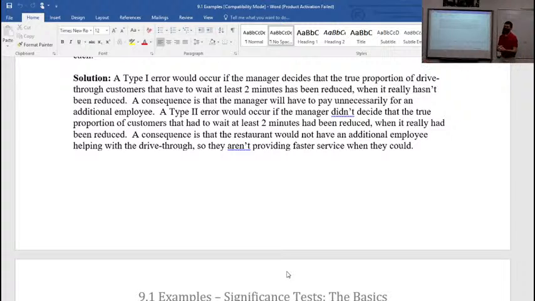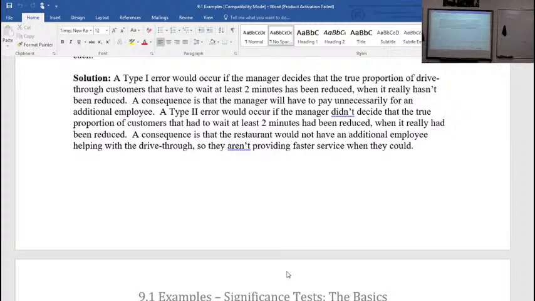So rejecting incorrectly is literally just picking the alternative hypothesis and the alternative hypothesis being wrong. Failure to reject incorrectly is not concluding the alternative. Is saying that the alternative is wrong when in reality it's right. That's type 1 and type 2.